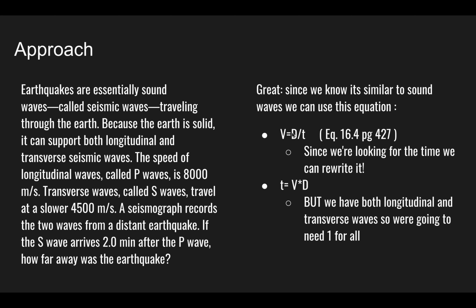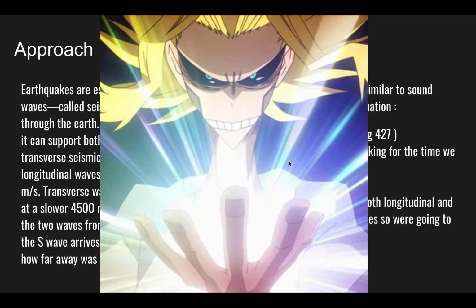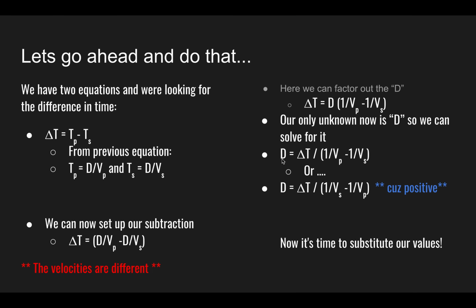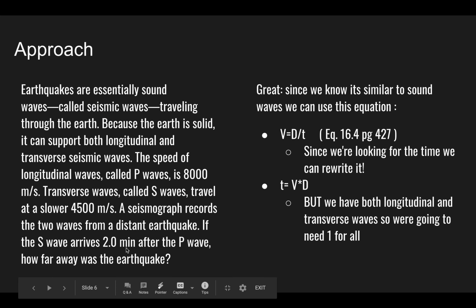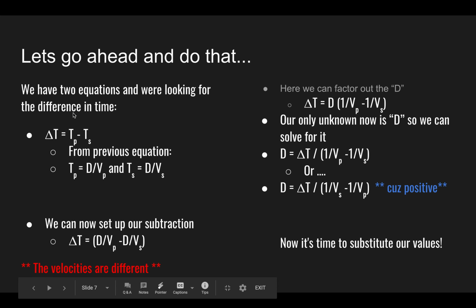We're looking for time, so we rewrite the equation to get time. And then since we have both a P wave and an S wave, we're going to have two equations. We're going to call them Ts and Tp, for the S wave and the P wave, right? Okay, cool. So like I said, we're going to have two equations, and then this is our delta time. We know delta t, it's said in the problem, it's 2 minutes, right? 2 minutes after the P wave. So delta t is equal to 2.